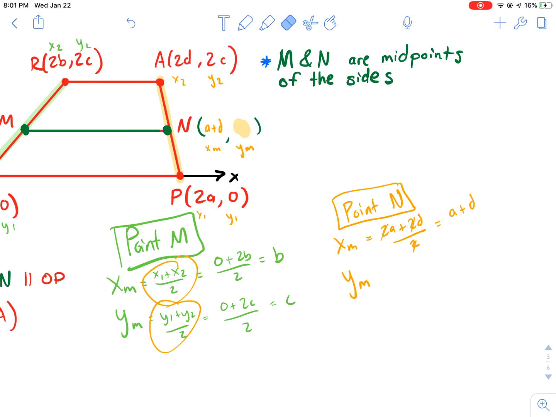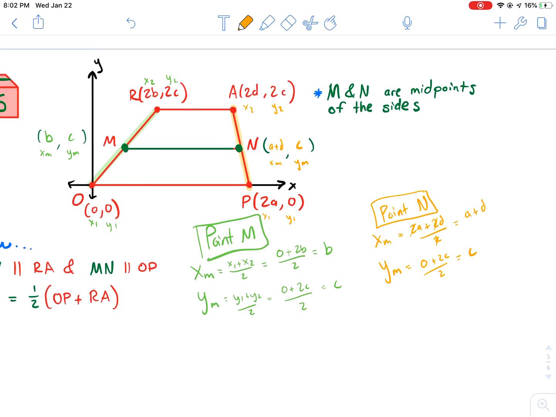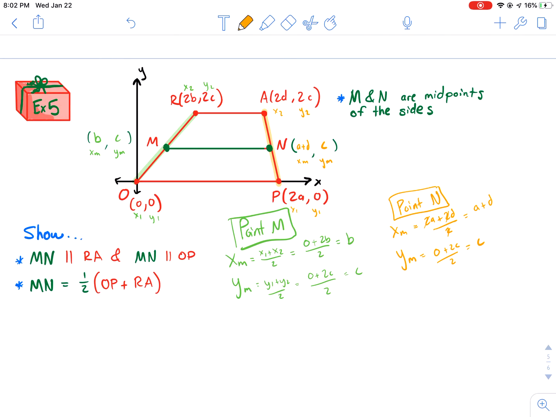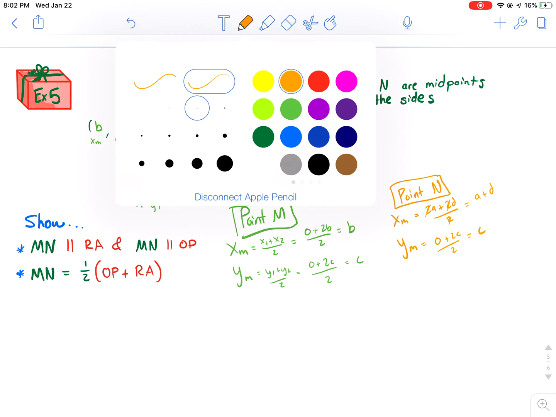All right, so now we're left with YM. The formula's right there. I already wrote it to the side. We can erase those circles now, and we already have our Y values labeled. So we have 0 as our Y1 plus 2C divided by 2. 2C divided by 2 is C. That's a little bit better. So now we have our midpoints of MN.